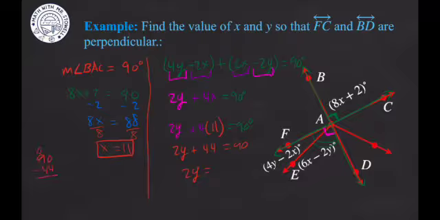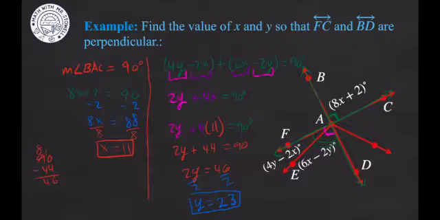Subtract, this would end up to be an 8. This would be 10. 10 minus 4 is 6. 8 minus 4 is 4. So this would be 46. Get y by itself, so we divide by 2. 46 divided by 2 is going to end up to be 23. The value of y? 23.